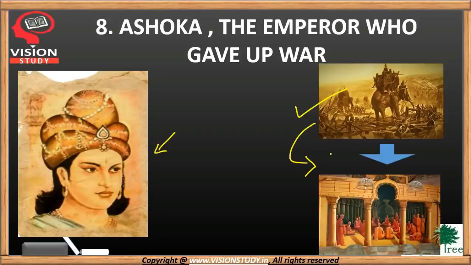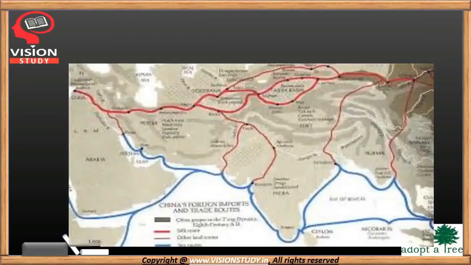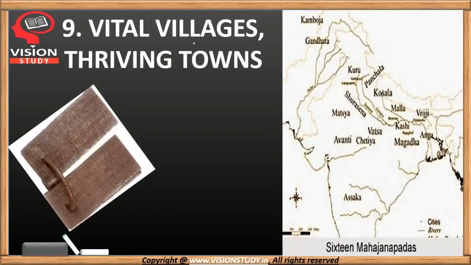Alright, next we would look forward to the Silk Route. The Silk Route, which is still relevant today, the pet project of Xi Jinping, and why is it in the news and why is it connected since ancient times with Indian history. Alright, the ninth chapter is Vital Villages and Thriving Towns. Why villages were the basic unit of administration, and how did the towns flourish?